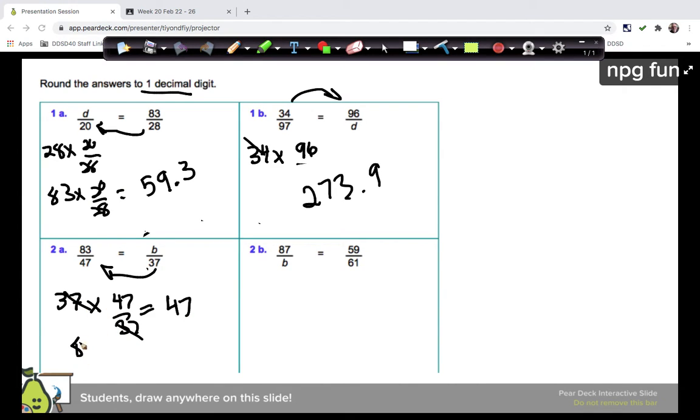So I'm going to do 83 times the same exact thing to keep it equivalent. So 47 times 87 is 4,089, and we're going to divide that by 37. And that is rounded to 110.5. So this is 110.5. Let's see if that makes sense.